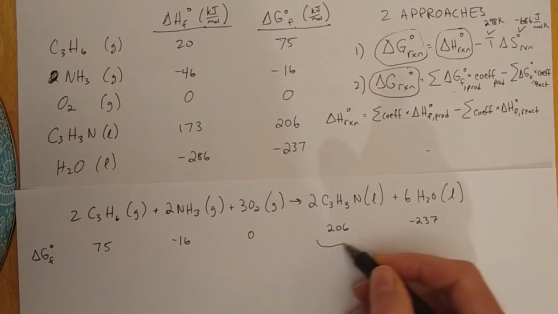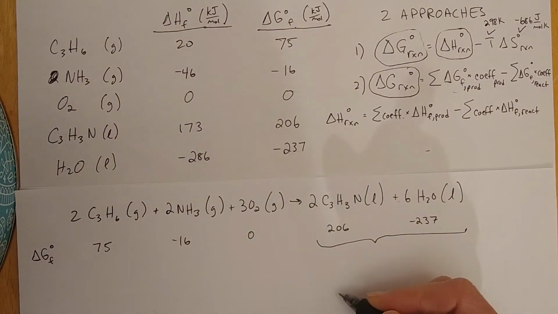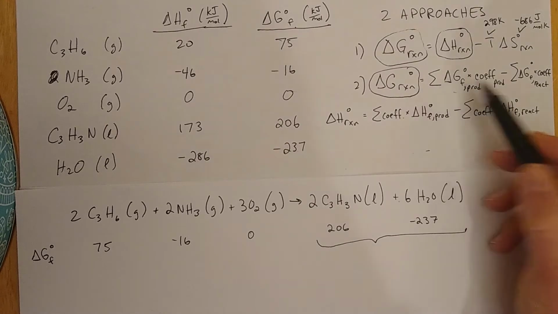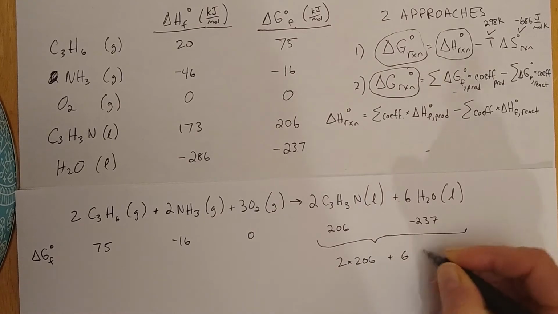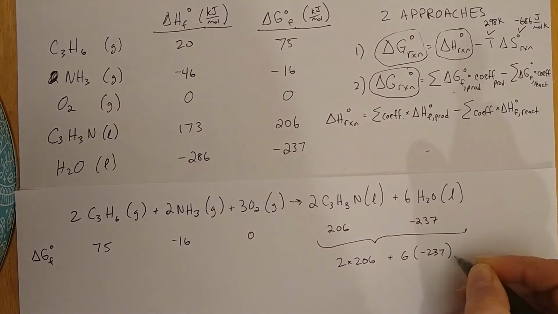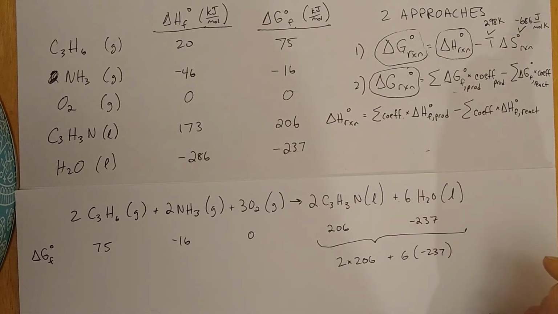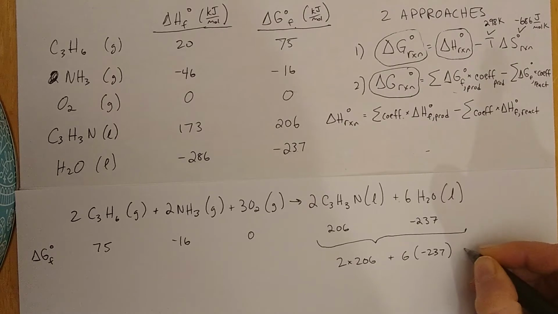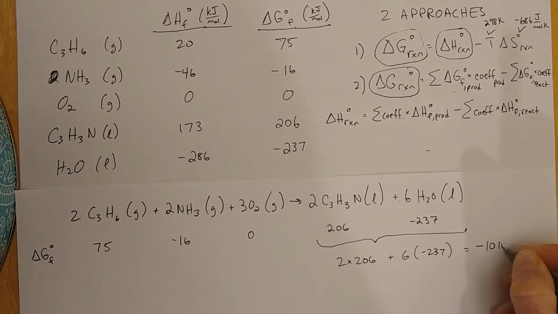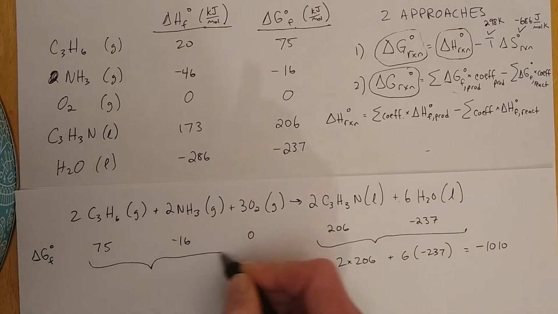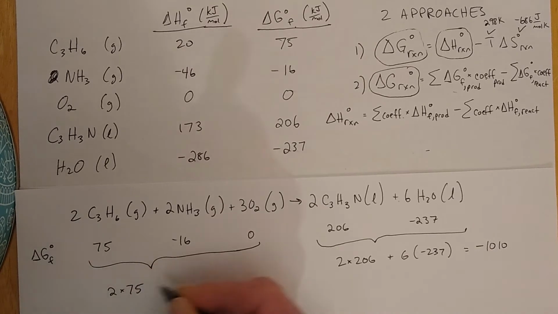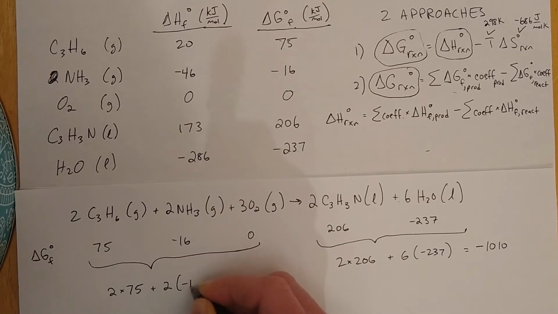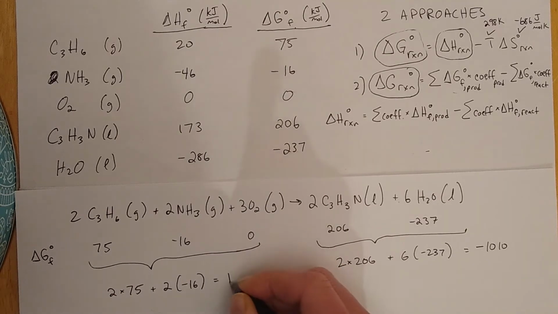Let's go through that process again. Taking my products, multiplying all the coefficients times those delta G values. So 2 times 206, and summing them. 6 times negative 237. And that gives me a total of minus 1010. On the reactant side, I've got 2 times 75 plus 2 times minus 16. And that gives me a total of 118.